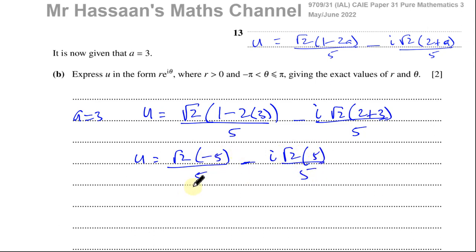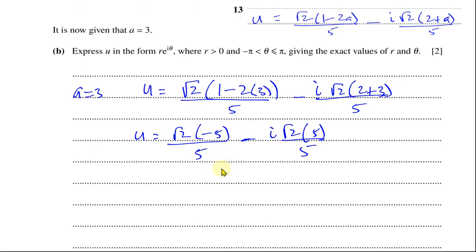So we can see here the 5s will cancel out. So we're left with u equals negative root 2. And here the 5s will cancel out. We're left with minus i times root 2. So now, this is what u is equal to when a equals 3.